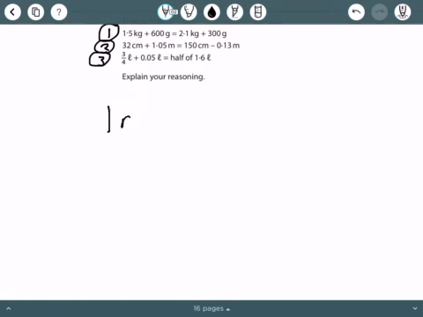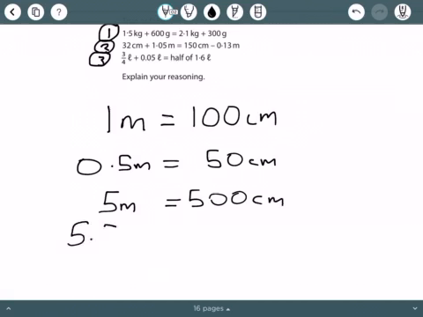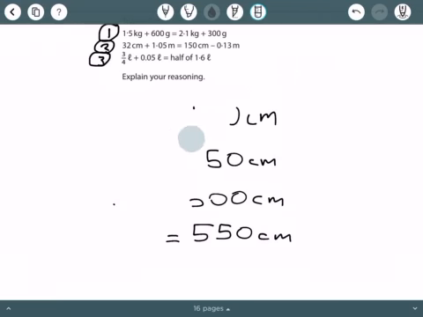So if we look here, we've got 1 metre, and 1 metre equals 100 centimetres. So then we can also say 0.5 metres, or half a metre, will equal 50 centimetres. 5 metres will equal 500 centimetres. And if we combine the two, 5.5 metres will equal 550 centimetres.